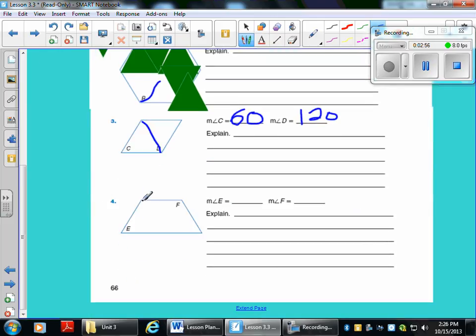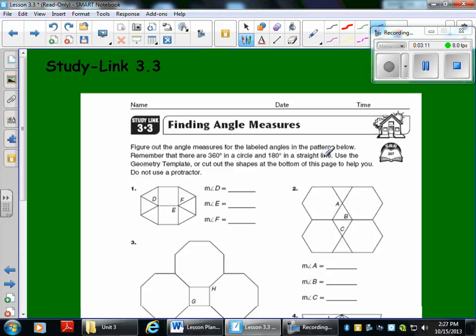Let's take a look at this trapezoid here. If we separate it, this right here would be 60. And F would be the same way. We'd have a 60 here and a 60 here, which would equal 120. This math journal page is very easy. We'll go to the next page. This is our homework tonight.